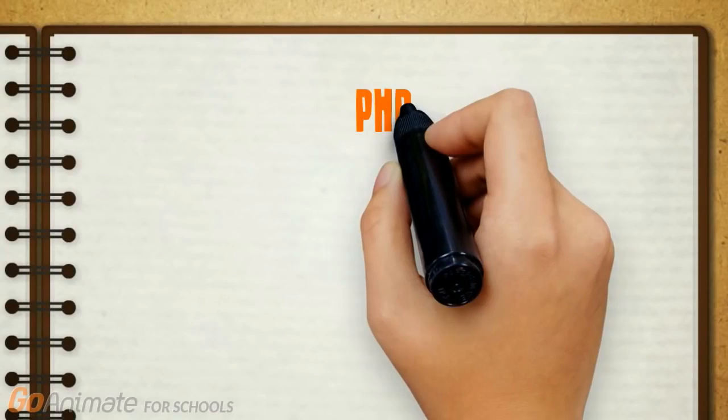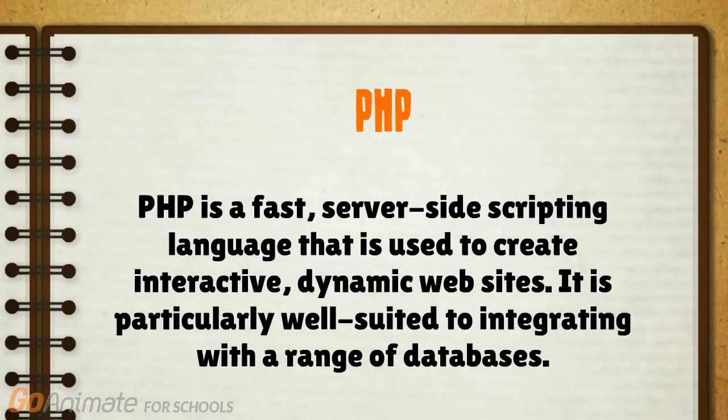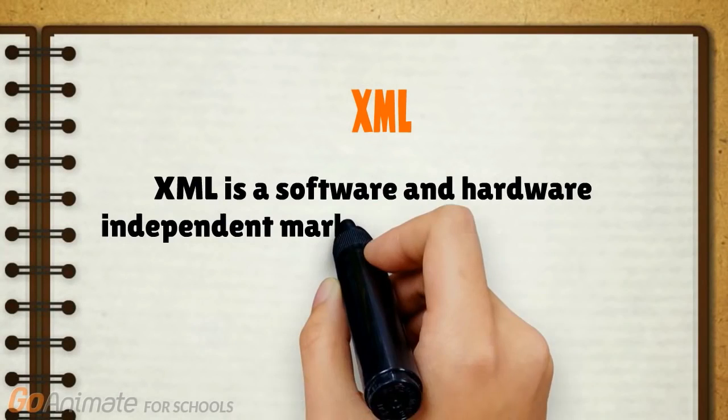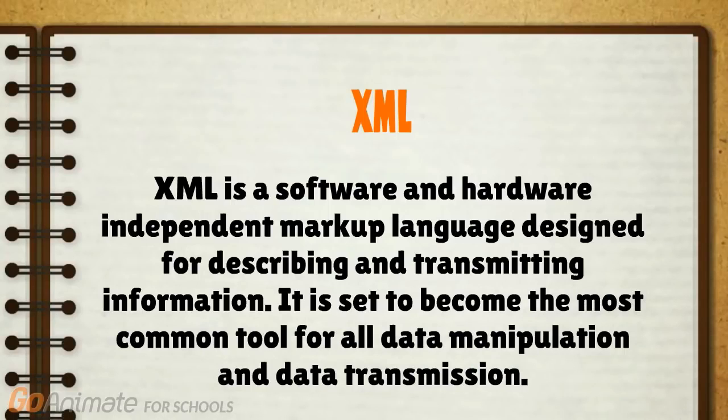PHP is a fast, server-side scripting language that is used to create interactive, dynamic websites. It is particularly well suited to integrating with a range of databases. XML is a software and hardware-independent markup language designed for describing and transmitting information. It is set to become the most common tool for all data manipulation.